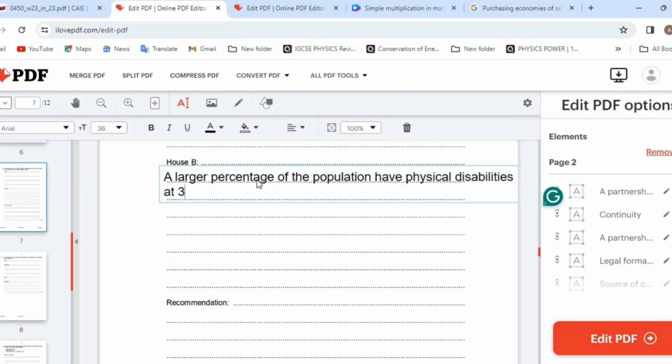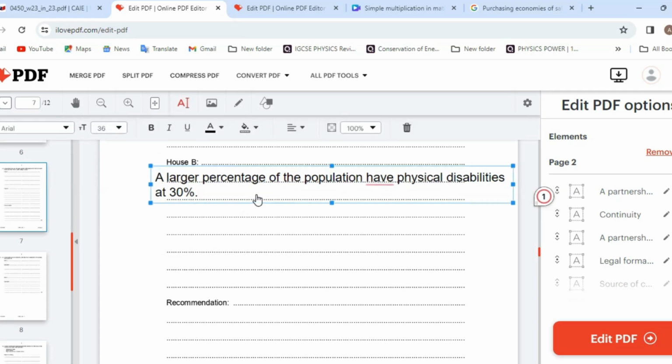Disabilities at 30%. Yes, at 30%. Yes. Okay, that's the first point.